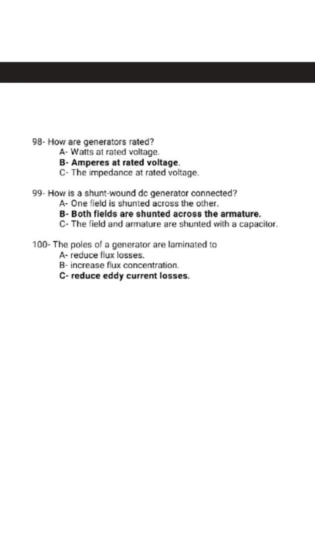The poles of a generator, so the poles, okay? I'm thinking about the poles. They're laminated, so they laminated it with something to reduce eddy current loss. So the lamination must stop this power from going out, I guess. So whoever thought of that is the reason why they do it now. The poles of a generator are laminated to stop the current loss.